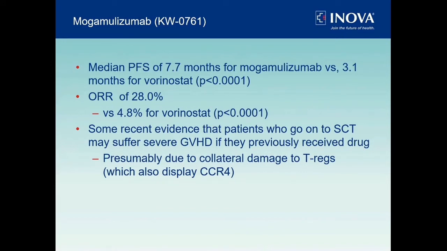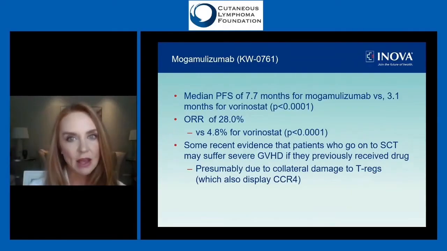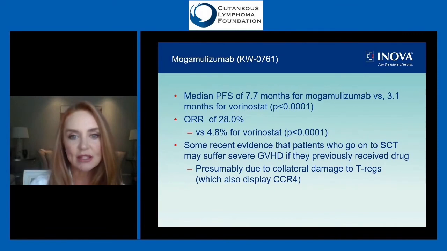The key point with mogamulizumab is that it tends to create problems for patients who rapidly underwent a stem cell transplant. So if we're thinking that a stem cell transplant is in your future, mogamulizumab has to be timed very carefully. You need to have a washout period before you can go to stem cell transplant.